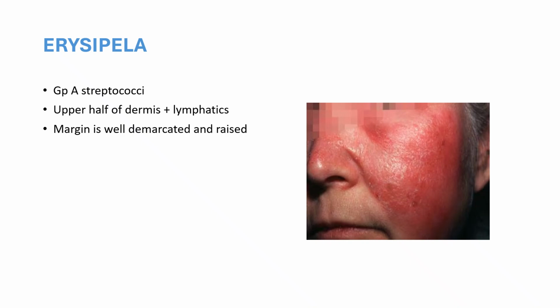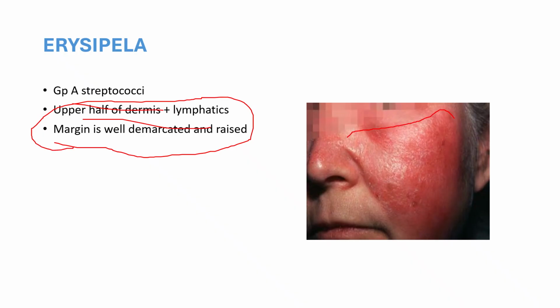Now, erysipelas. Erysipelas is caused by group A streptococcus. So mainly the bacteria involving the skin are strep and staph. Group A streptococci cause erysipelas. It involves the upper half of the dermis along with the lymphatics. The classic feature that differentiates erysipelas from other infections is that the margin is well demarcated and raised. So here you can see it is very well demarcated and it is raised over the skin. It's very reddish, right? Erythematous, and that is called erysipelas.